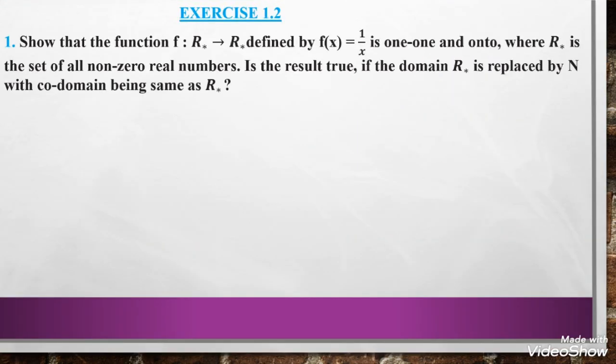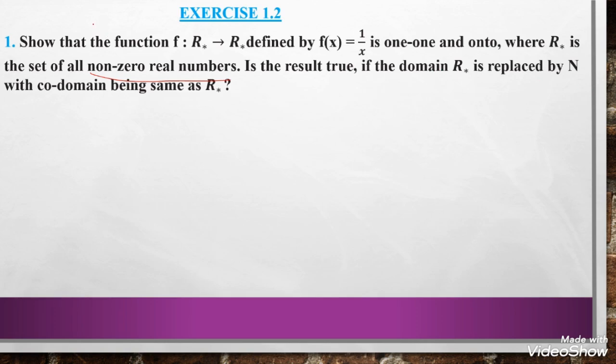First question: show that the function f from R to R, that is real number to real number, defined by f of x is equal to 1 by x is one-one and onto, where R star is the set of all non-zero real numbers. So here R star indicates the non-zero real numbers. Is the result true if the domain R star is replaced by N with codomain being the same as R?